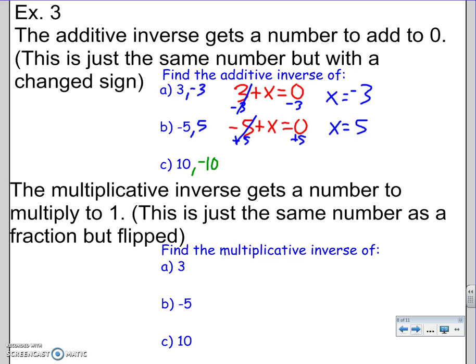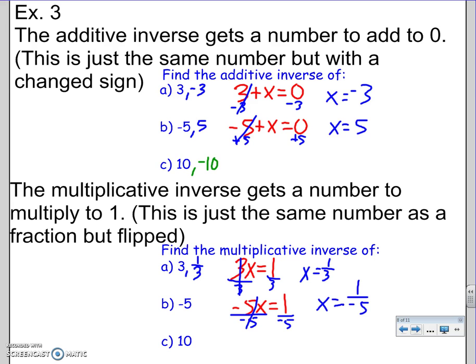So let me do the full definition first. It's 3 times some number gives me 1. Algebra says just divide. So x equals 1/3. So 3 and +1/3 are multiplicative inverses. The next one, same thing. -5 times some number equals 1. Algebra says divide by -5, both sides. You get x equals 1/-5.